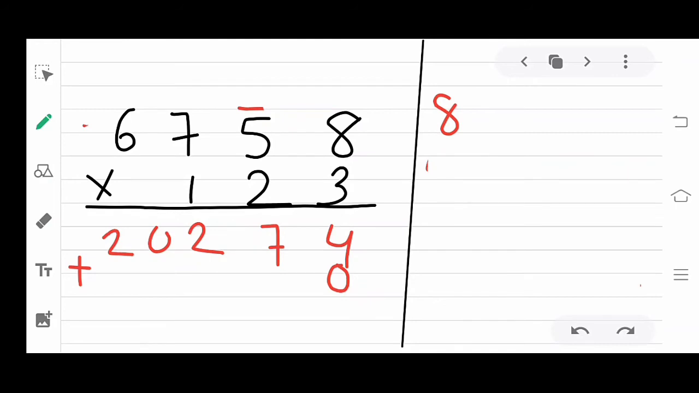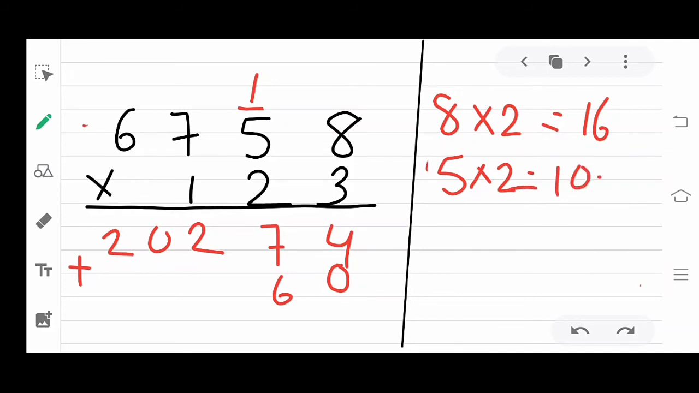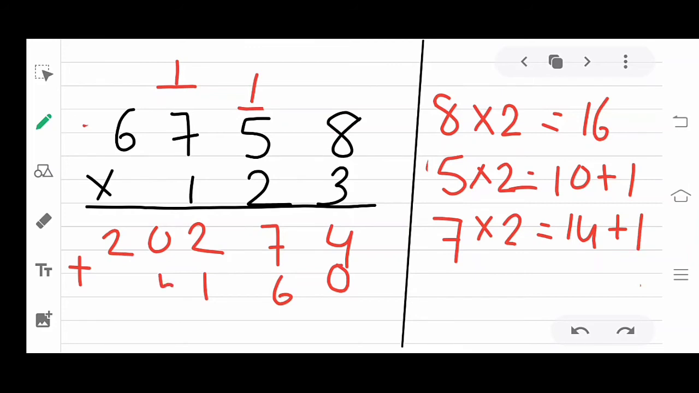So 8 into 2, 16. So 6 and 1. Next, 5 into 2, 10 plus 1 becomes 11. Next, 7 into 2, 14 plus 1, 15. 5 and 1. Next, 6 into 2, 12 plus 1, 13. So here I write down 13.